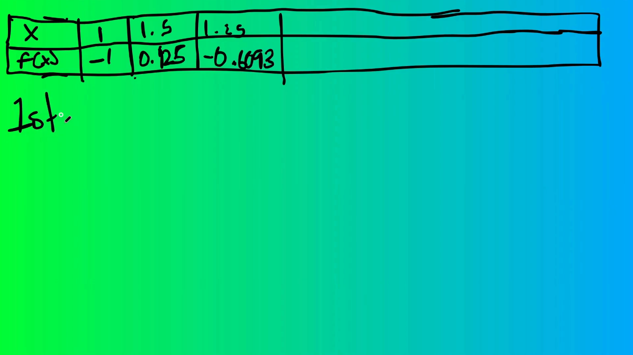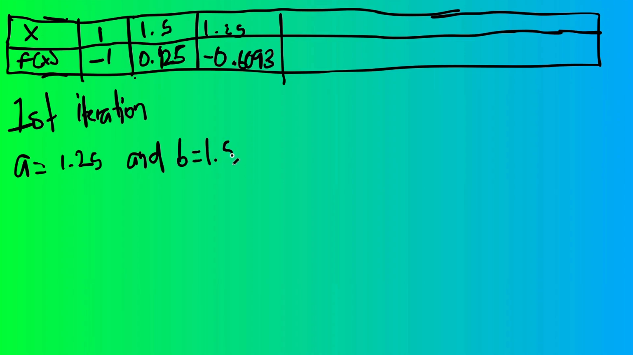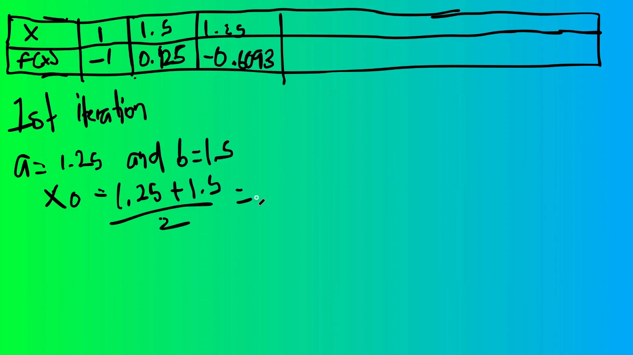Okay, for the first iteration, A is 1.25 and B is 1.5. So x0 equals 1.25 plus 1.5 divided by 2, then how much? Okay, so 1.25 plus 1.5 divided by 2. Answer is 1.375.